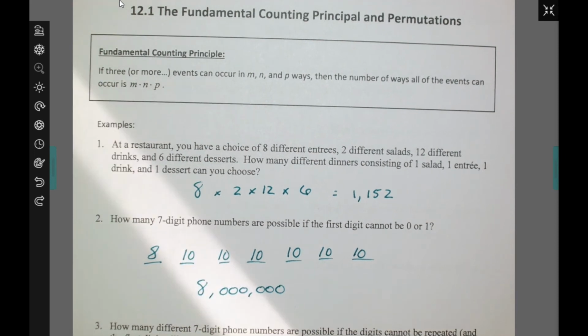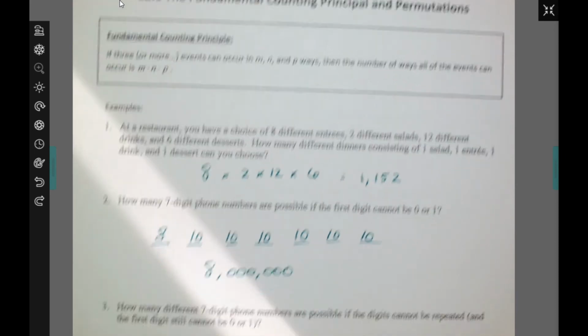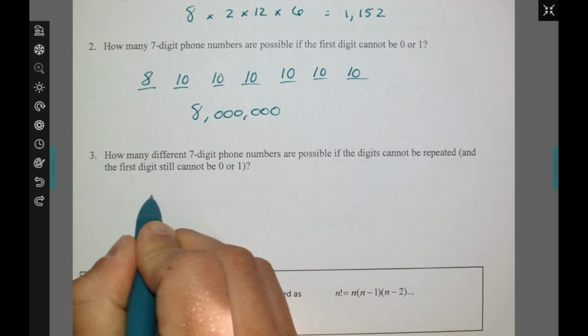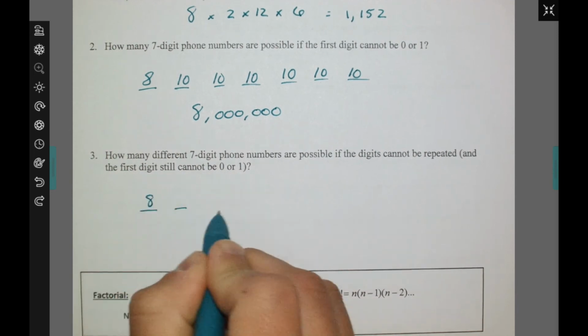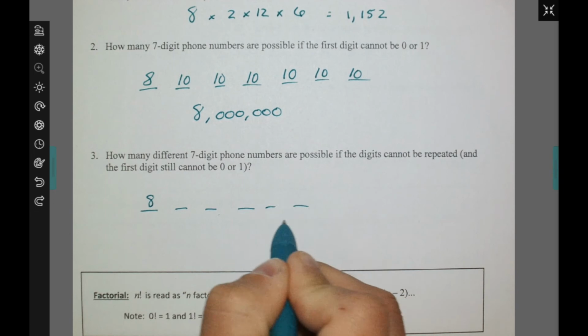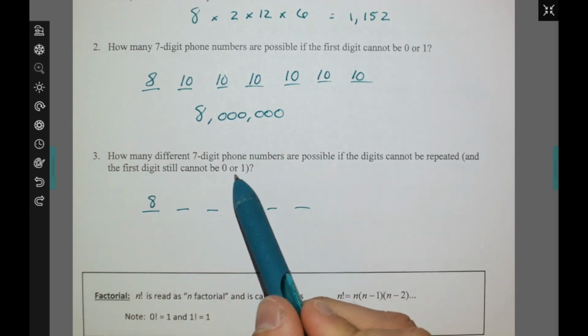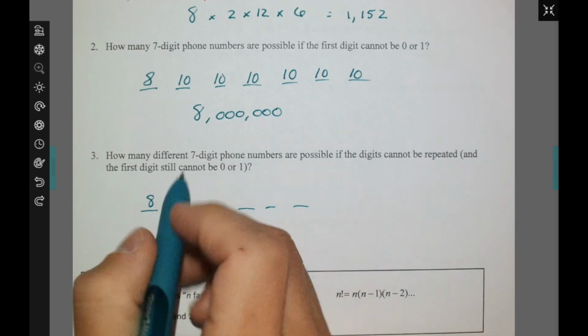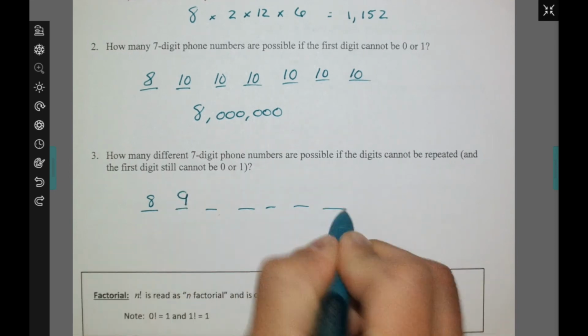possible phone numbers. For number 3, we want to know how many 7-digit phone numbers are possible if the digits cannot be repeated and the first one cannot be 0 or 1. So again, first spot, we only have 8 we can choose from because it cannot be 0 or 1. And then from there, we have chosen a digit. So we only have 9 left over to choose from.